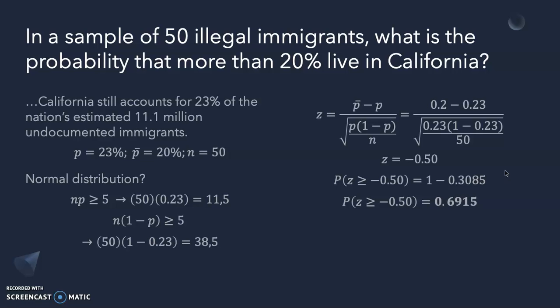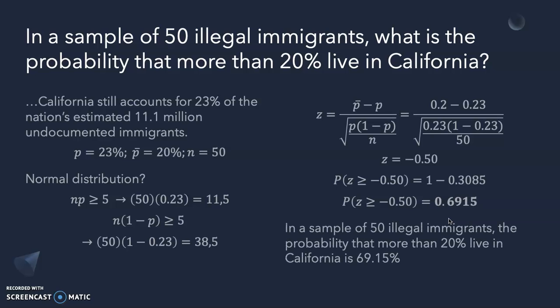Thus, based on the result here, we get that the probability that more than 20% of illegal immigrants live in California is 69.15%.